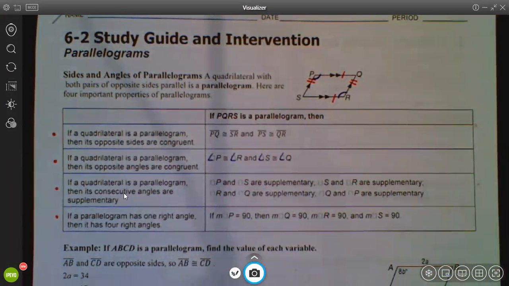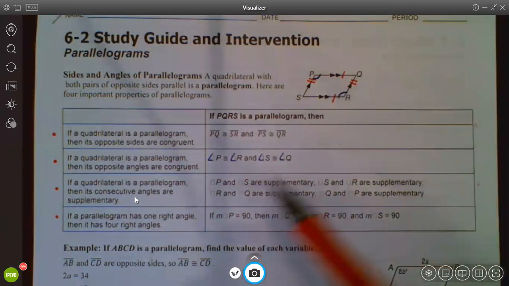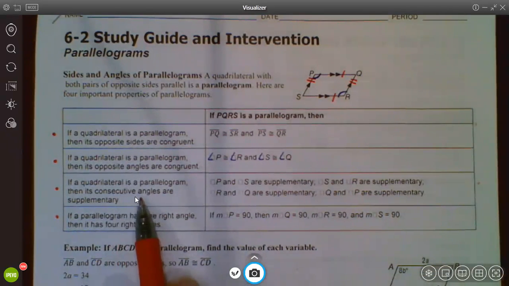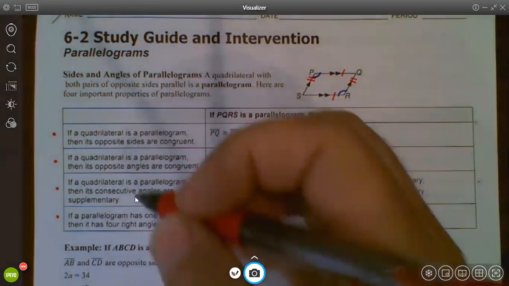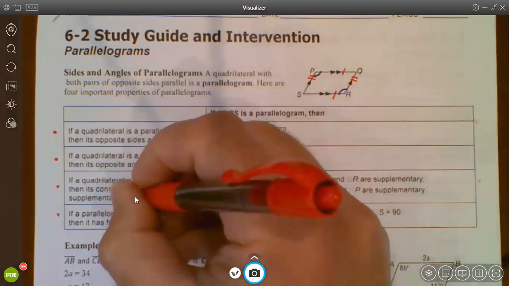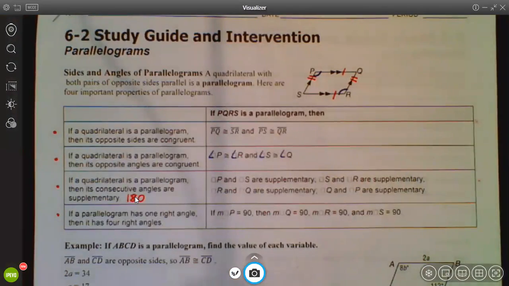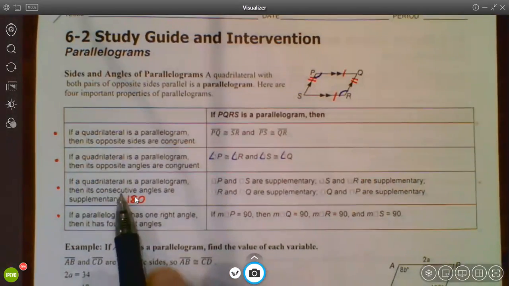Here's the one that's a little different. Consecutive angles are supplementary. Guys, this goes back to something we did first semester when we had parallel lines, and we did things like, if you remember, alternate interior angles, alternate exterior angles. This goes right back to that idea. Because we have parallel lines, we know that consecutive angles are supplementary. Remember what supplementary means? It means they add to 180. And consecutive means that they are next to each other. So if you have two angles that are next to each other, then they add to 180.